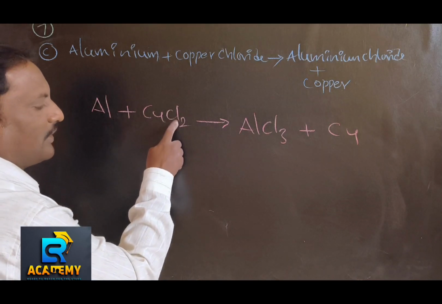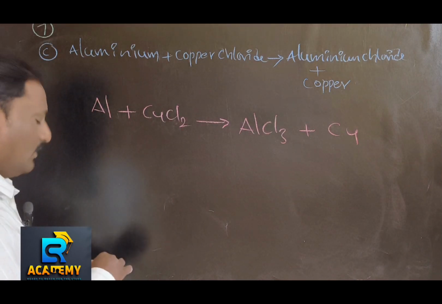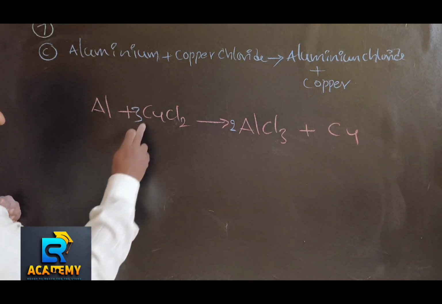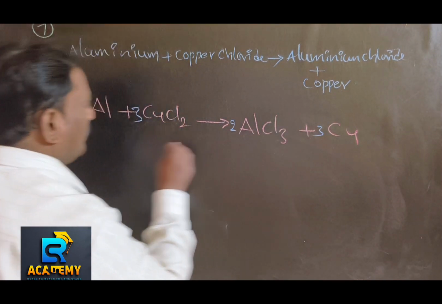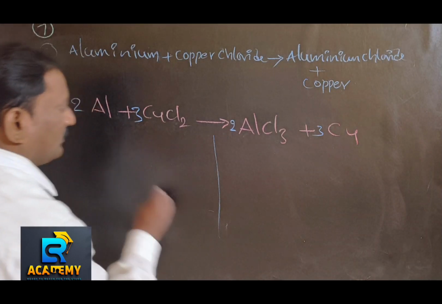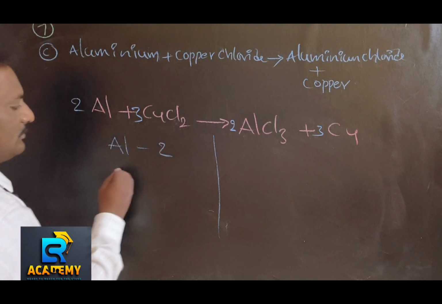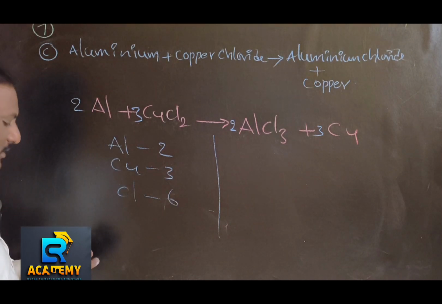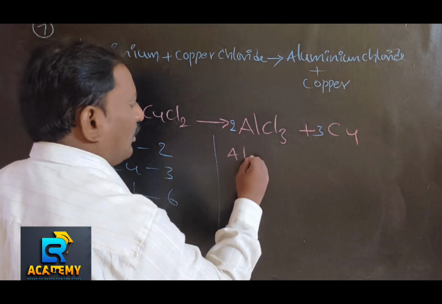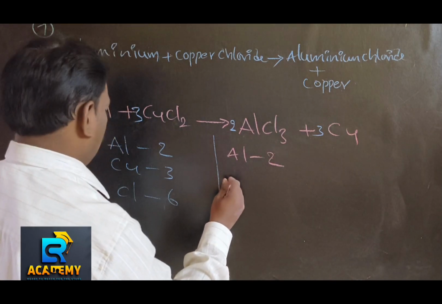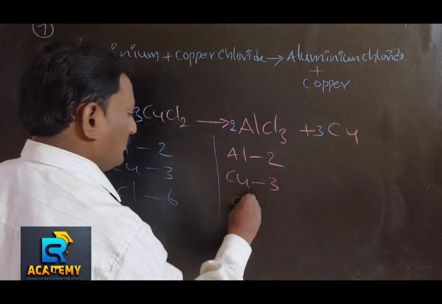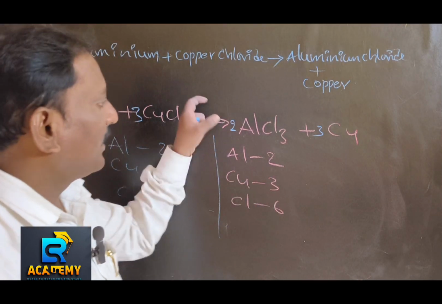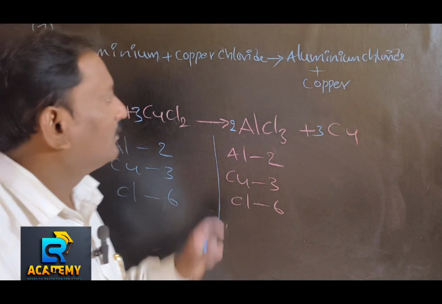Here chlorine 2 and chlorine 3. It should be multiplied with 2 and with 3. Copper becomes 3, aluminum 2. Let us check. Aluminum 2, copper 3, chlorine 6. On this side, aluminum 2, copper 3, chlorine 6. Is it clear? The balanced chemical equation. Make a note.